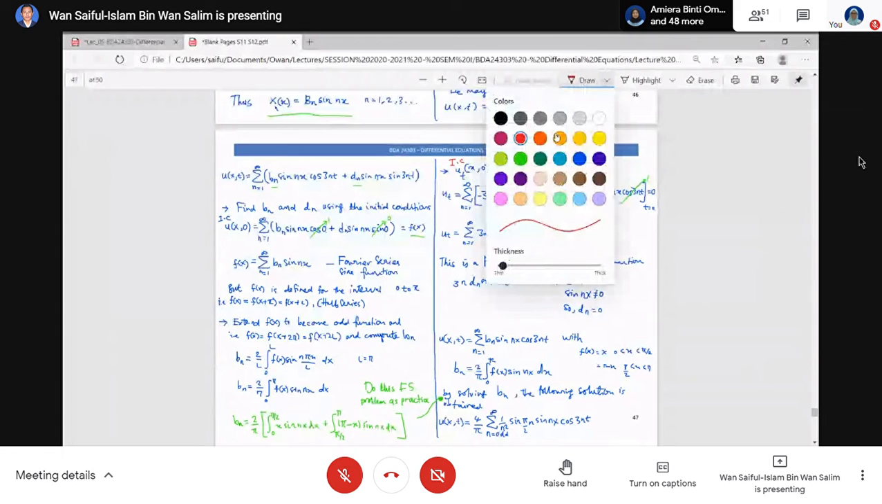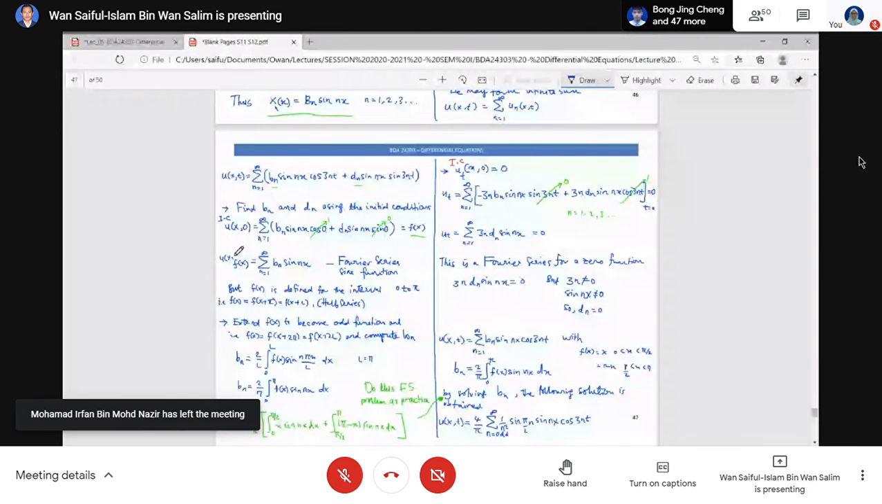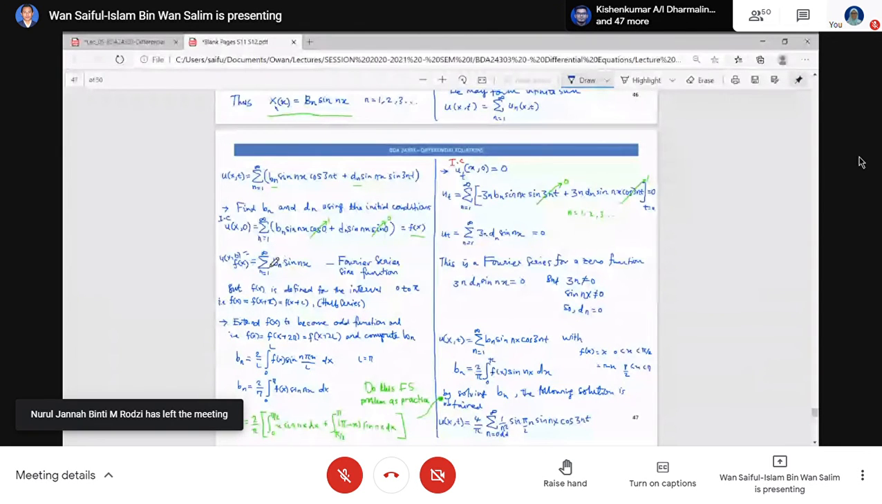So this is my u of x, 0, okay, is equal to f of x, and is equal to this term here. Okay, b sub n sine nx. So if you look at this, it is a Fourier series function. We can go on to find f of x by finding this b sub n. Okay, the Fourier coefficient b sub n.